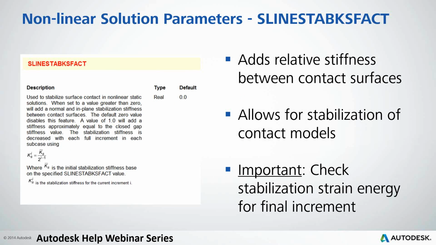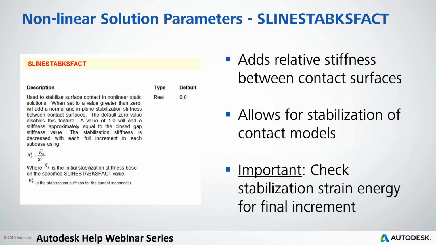All right, so the next one, again, in nonlinear solution parameters. You're going to see a lot of these, again, all found in the nonlinear solution parameters, because we're looking at nonlinear problems today. So we've got S-line stab KS facts, and it's a little bit different than contact stab and NLK Diag, where those added grounded springs. What this is doing is actually adding kind of a relative stiffness between the contact surfaces. So again, it allows for some form of stabilization in your model.